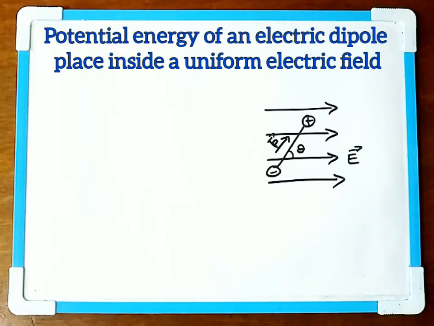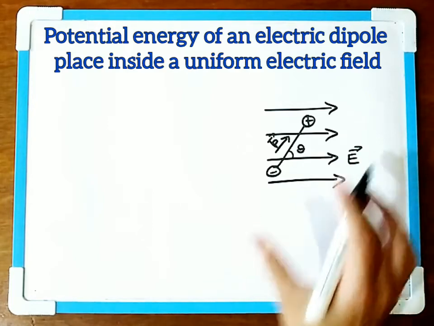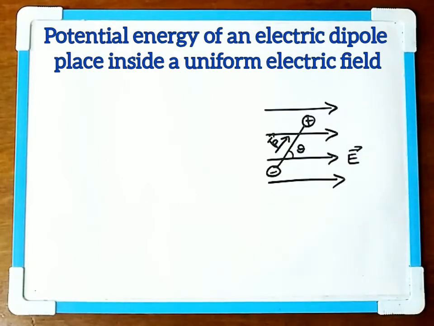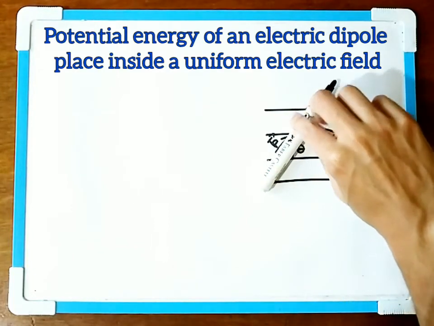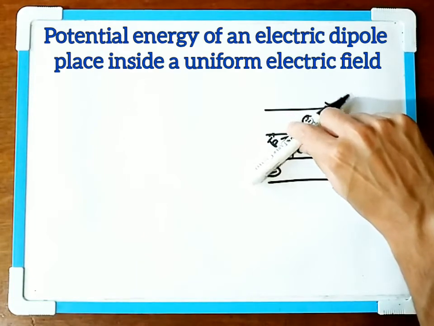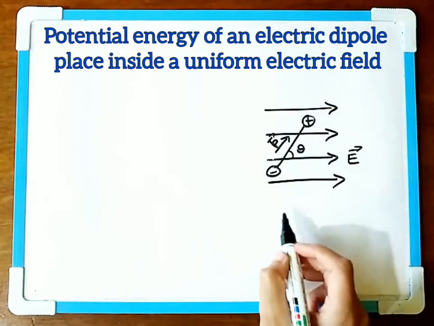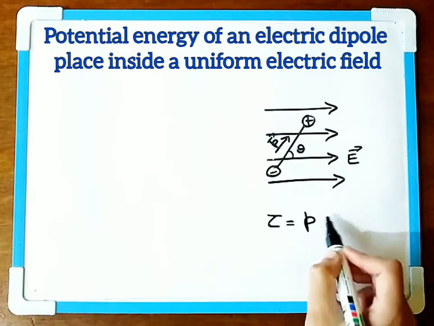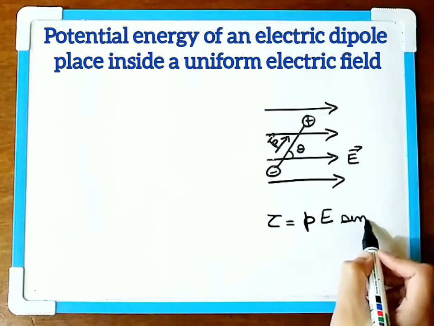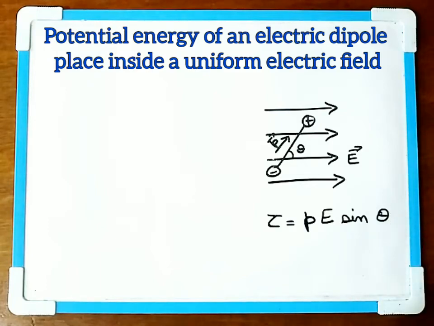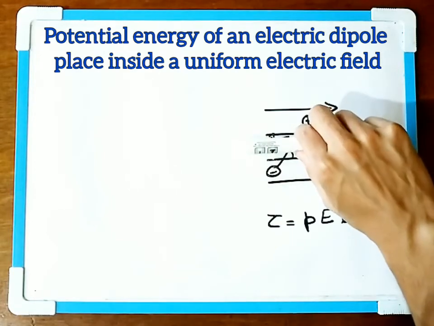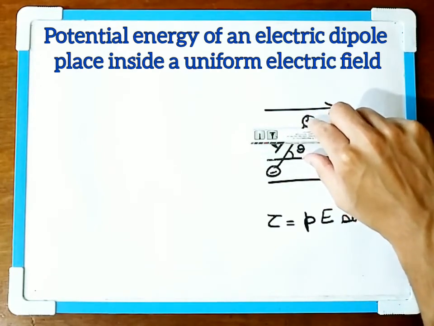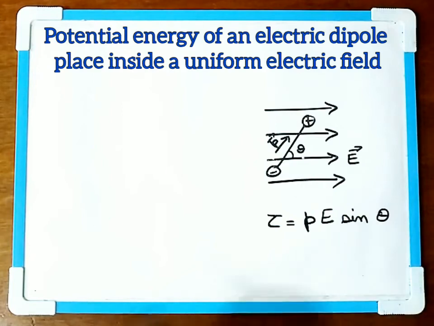Now we know that an electric dipole placed inside this uniform electric field will experience a torque. If your dipole is in this position, that torque will try to twist this dipole. The magnitude of the torque is equal to PE sine theta. This we have derived in chapter 1. So the torque, which will twist this dipole to align it with the electric field, is given by PE sine theta.